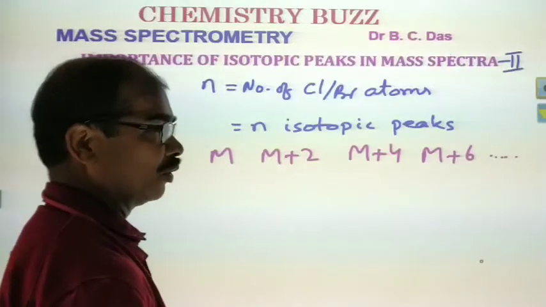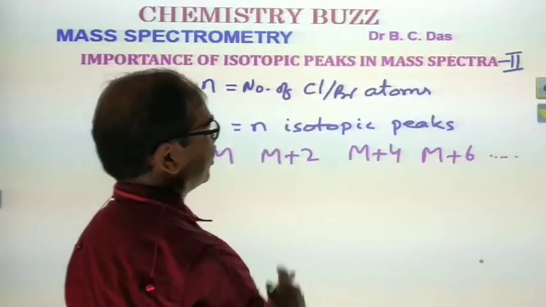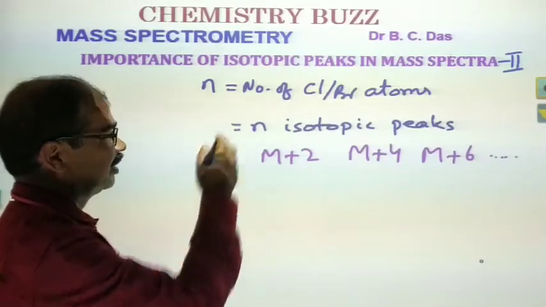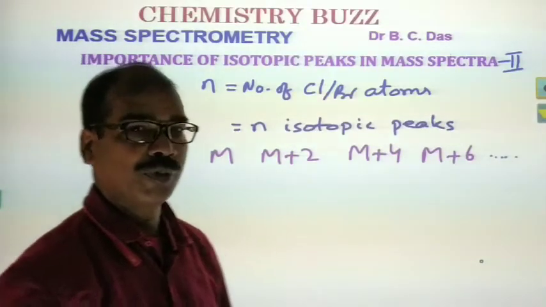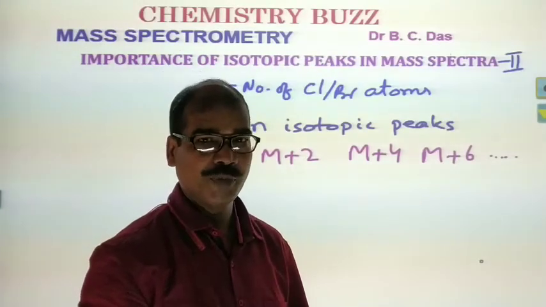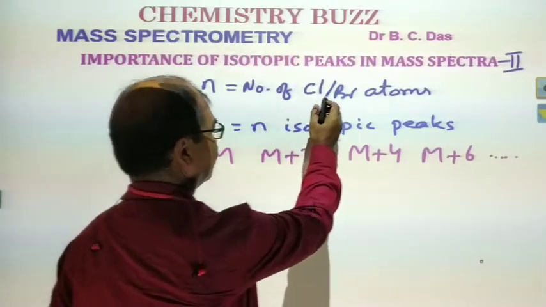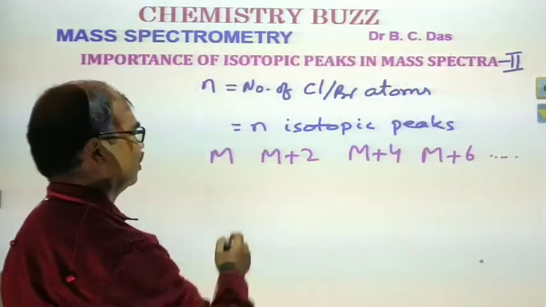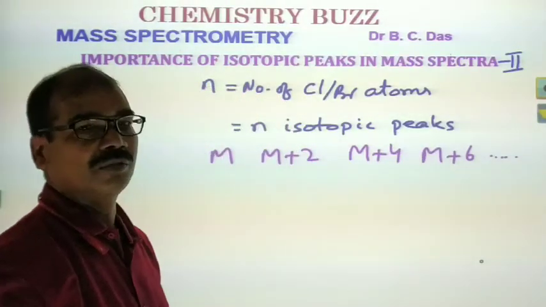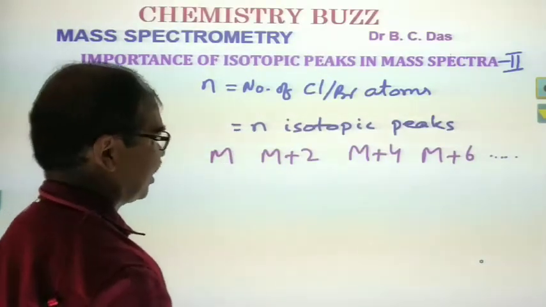Today we discuss the importance of isotopic peaks in mass spectra, part 2. Here we will cover the isotopic peaks due to the presence of chlorine or bromine. If n is equal to the number of chlorine or bromine atoms, then you will get n isotopic peaks in the mass spectra, where M is the molecular mass of the substance.